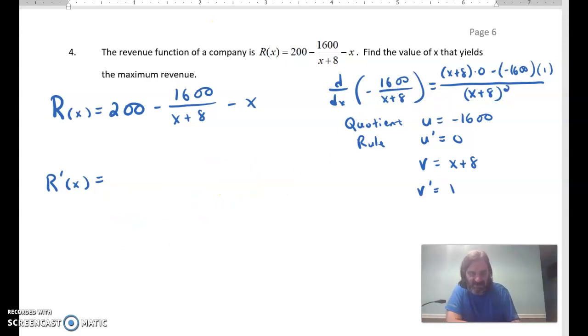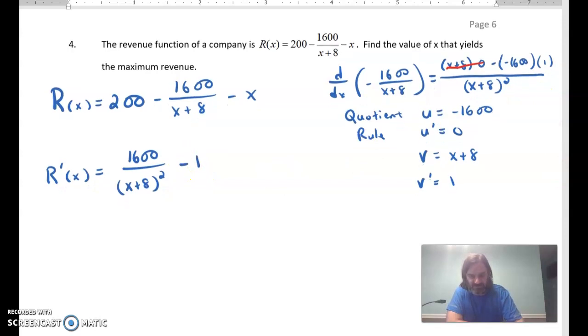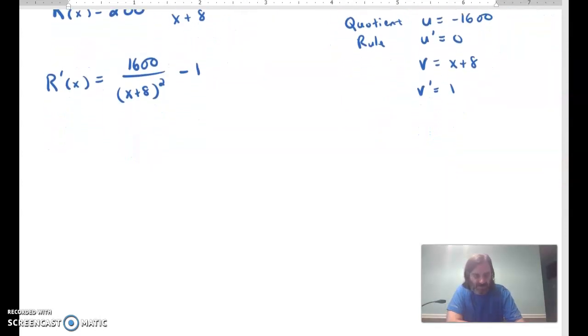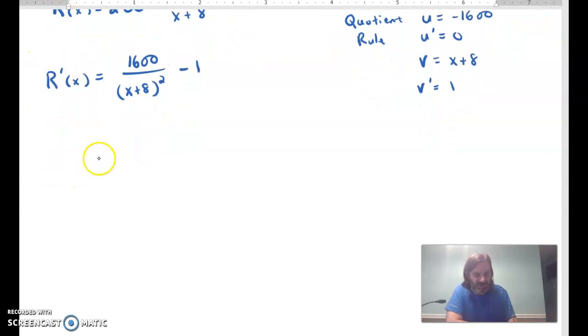So this derivative looks like the 0 in the front cancels out, and the negative cancels out, so it looks like 1600 over x plus 8 squared, and then we have to take the derivative of minus x, which will be minus 1. Okay, we're going to set that equal to 0. Set our derivative equal to 0. So that'll be 0 equals 1600 over x plus 8 squared minus 1.